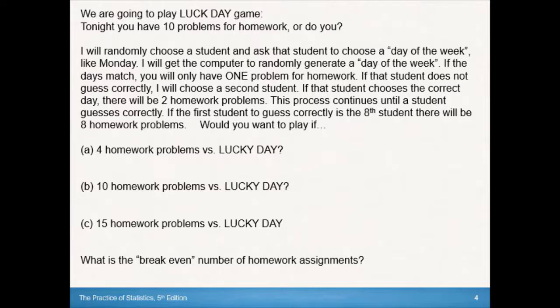15 probably sounds like we're more likely going to win the game before the 15th attempt at guessing the day of the week. So I guess the question is, what's the break even? How many, if we played this game again, again, again, on average, how many tries do you think it would take on average to guess correctly? And so you might think about what that would be.